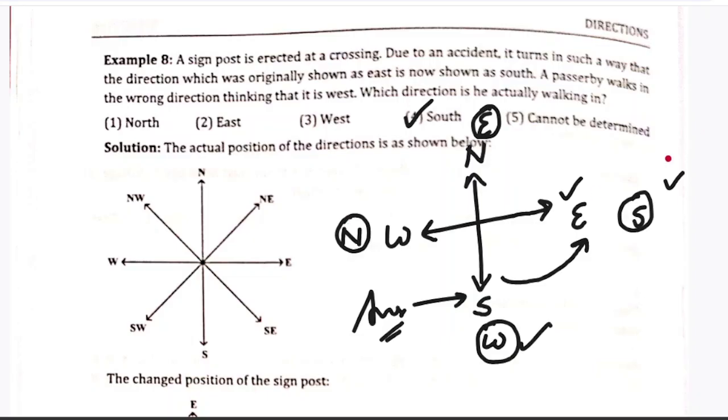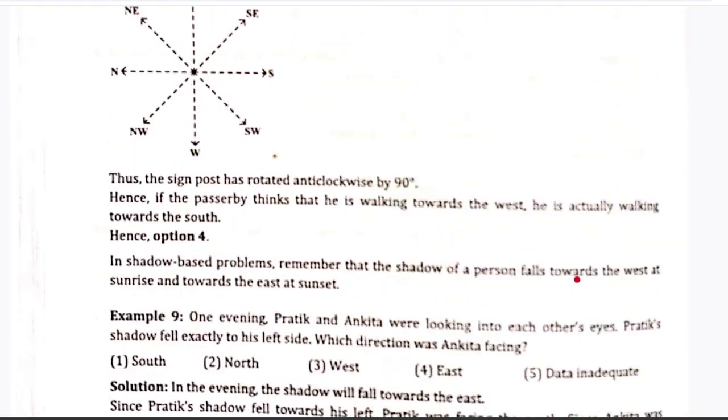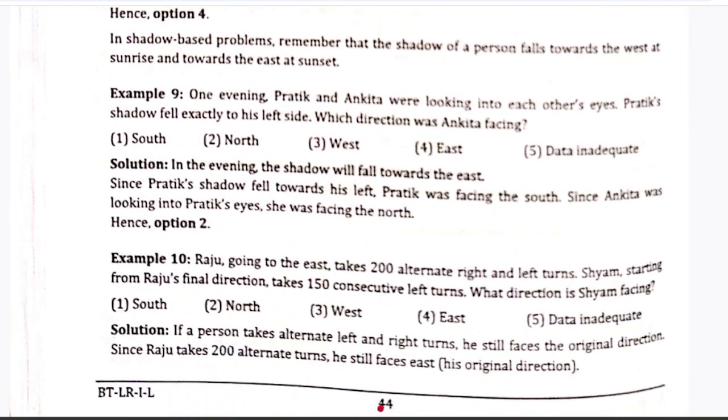Now let's do one question on shadow. Number 9. One evening, Pratik and Ankita are looking into each other's eyes. Pratik's shadow fell exactly to the left hand side. So let's say Pratik is looking into Ankita's eyes, so they are looking into each other's eyes. Now Pratik's shadow fell exactly to his left hand side.